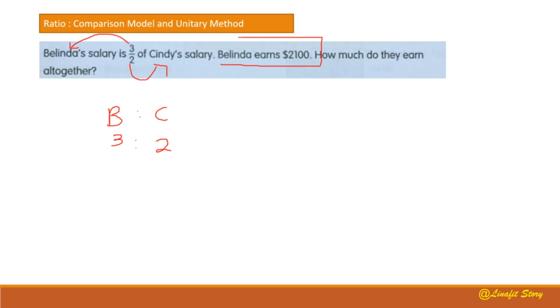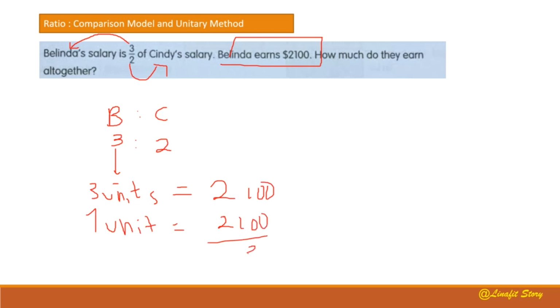And then Belinda earns 2,100. So this means 3 units equals to 2,100. How to get 1 unit? To get 1 unit is 2,100 divided by 3 equals to 700. If 1 unit equals to 700, the question, how much do they earn altogether?